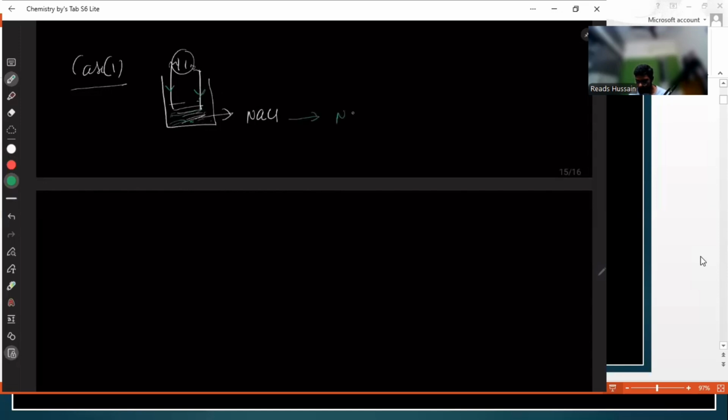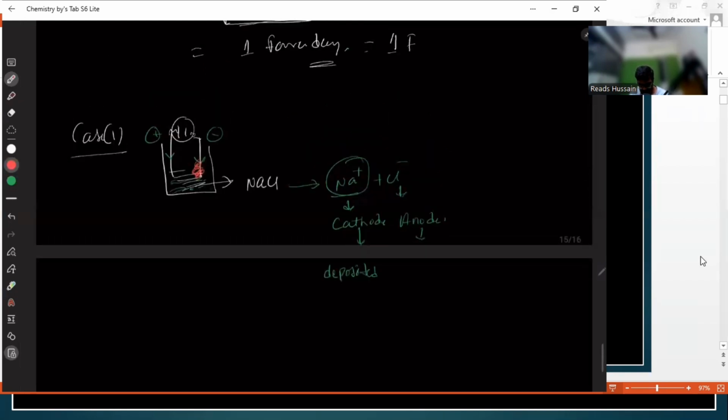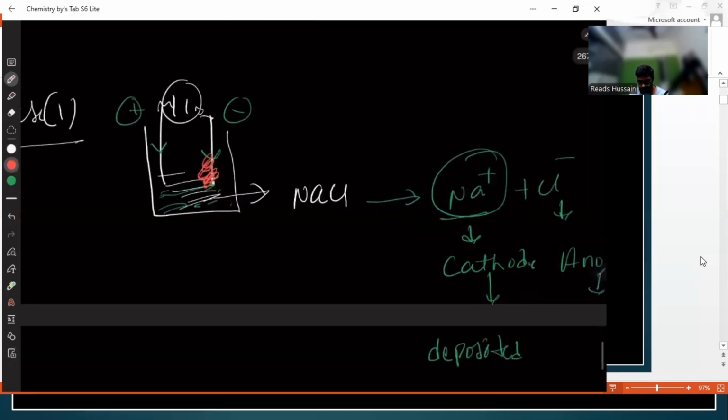Then NaCl splits into Na+ and Cl- ions, and the Na+ cations move towards the cathode, and they will be deposited at the cathode. Next, Cl- ions are anions, and anions will be released at the anode. Actually, here I say this is a metal. Sodium is a metal, so in the case of a metal, I say deposited. Where are these cations deposited? At the cathode. What is the cathode? The negatively charged electrode. Here, for example, Na+ ions will be deposited here, at that red mark.